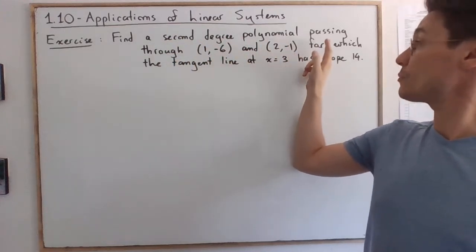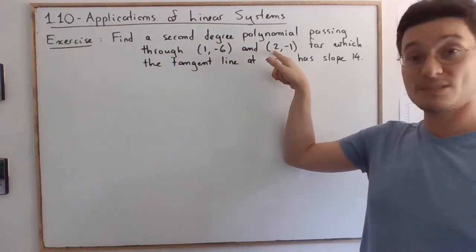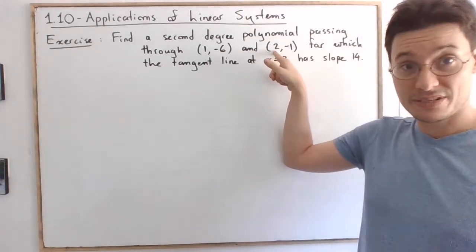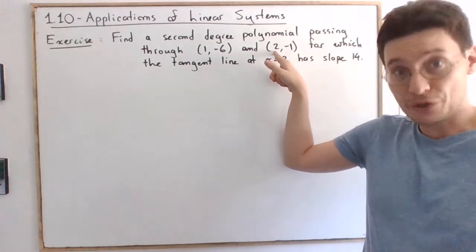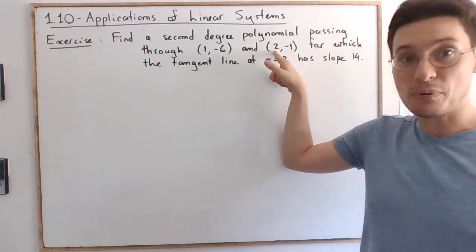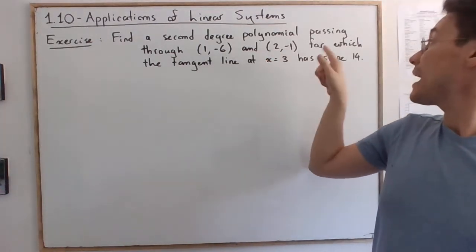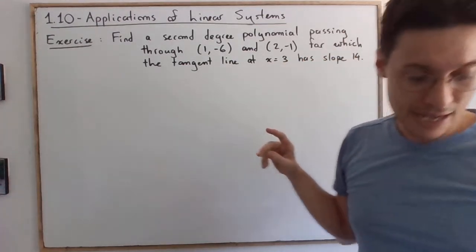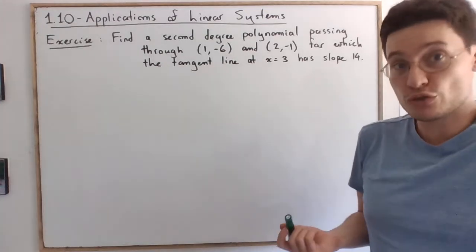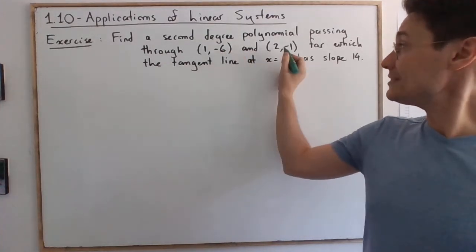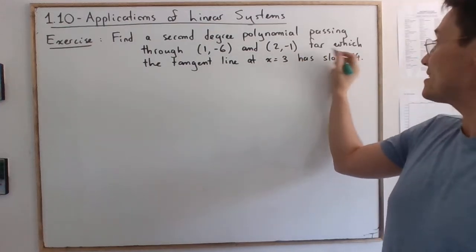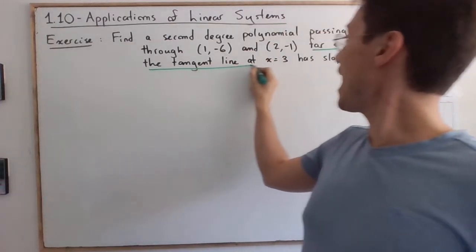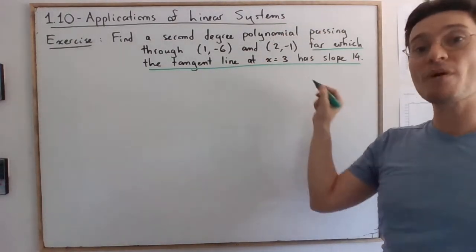Find the second degree polynomial passing through this point and this point. Second degree means that you have three terms, so you would actually need a third point in order to interpolate the polynomial. However, instead of a third point, they give you this weird condition, and that's where I'm expecting most students to be stuck. You will write these two conditions very well, but then this might confuse some of you: the tangent line at x equals 3 has slope 14.